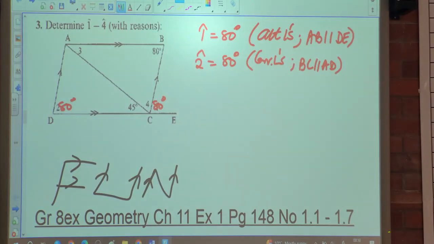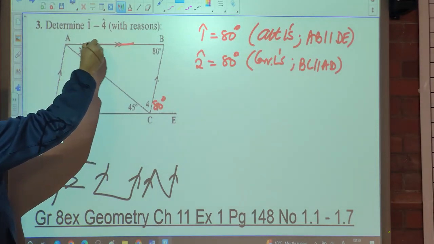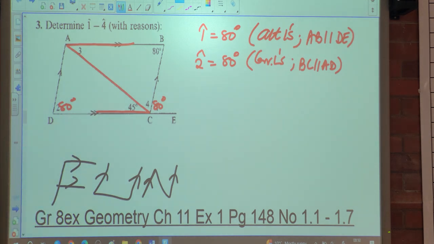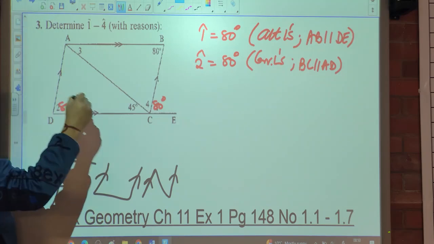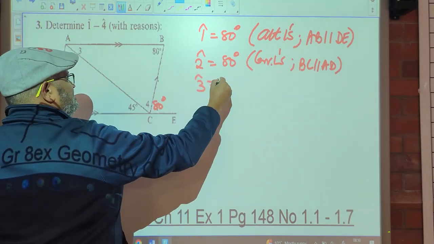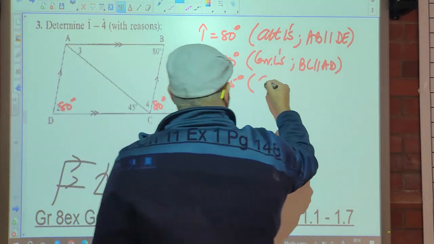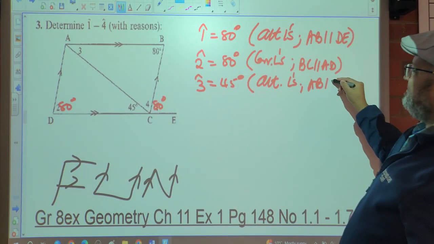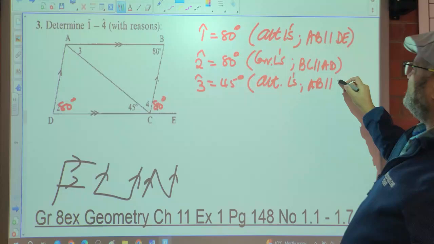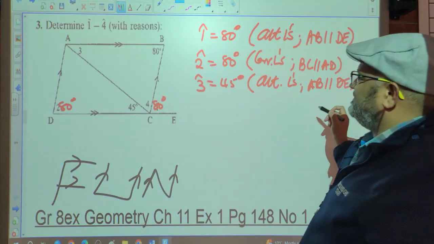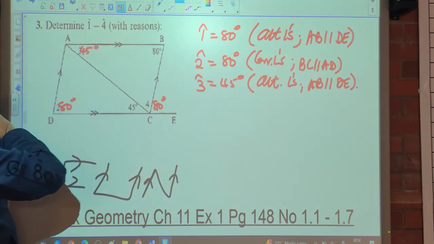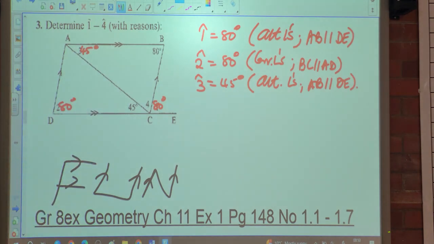Alternate, you all agree with that? Yes, sir. Angle 3 is alternate to 45 degrees. No? The angle 3 is equal to 45 degrees. Why? Alternate angles with AB being parallel to DE. Last one, number 4.